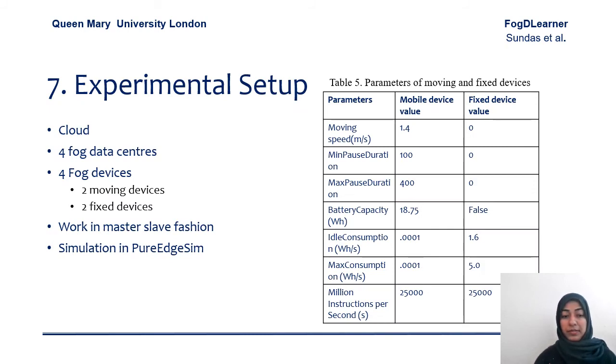We evaluated our FogDLearner using the pure HSIM simulator. The experimental setup for our simulation includes 1 cloud server, 4 Fog data centers, 4 Fog devices, 2 moving devices, and 2 fixed devices. Basically, we have divided our devices into 2 equal parts. One part is set as moving devices and one part is set as fixed devices. The parameters of moving and fixed devices are given in table 5.